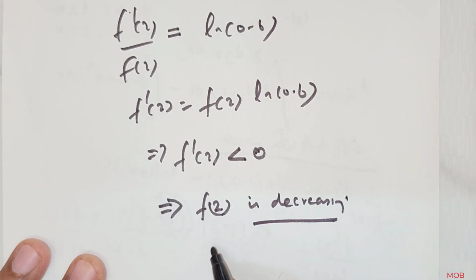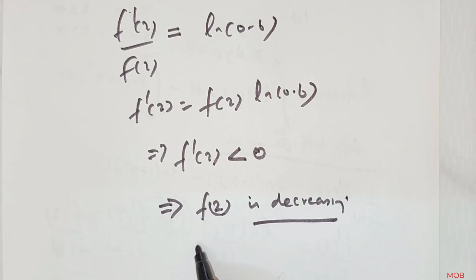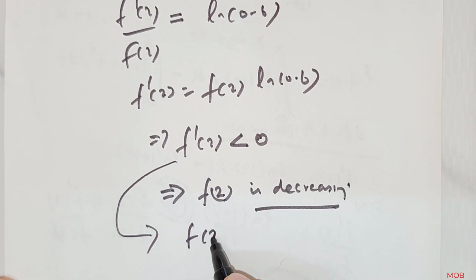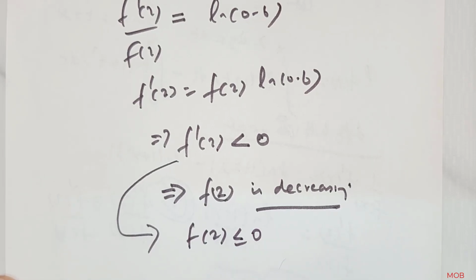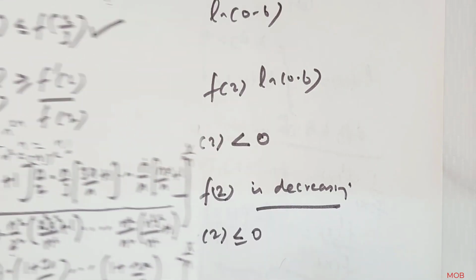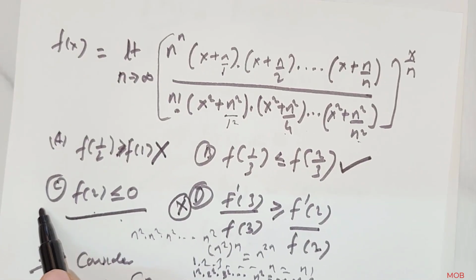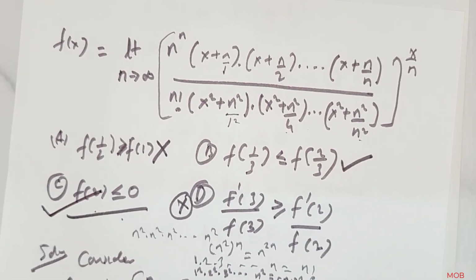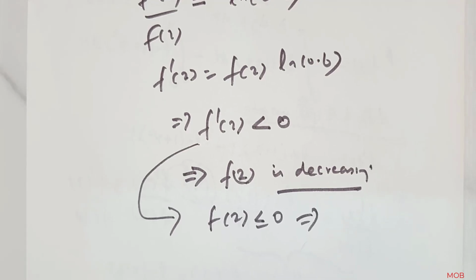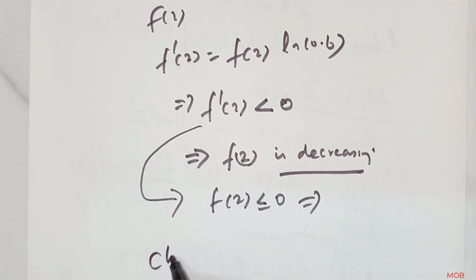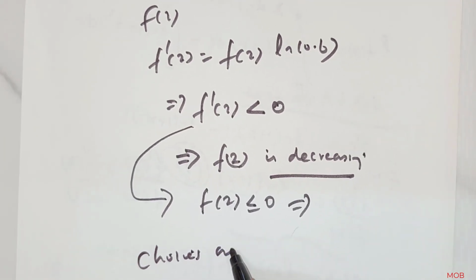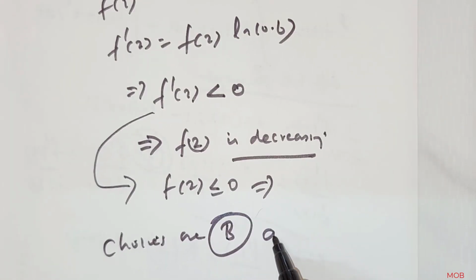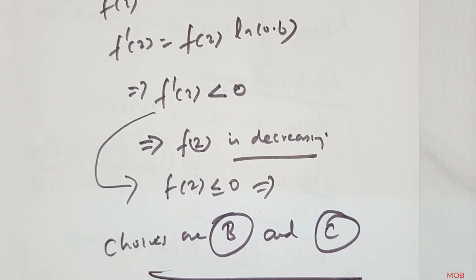Outright from here we can state that f of 2 is less than or equal to 0. So this choice is correct. This completes the solution to the question. Finally, to wrap it up, the choices are B and C for this beautiful question.